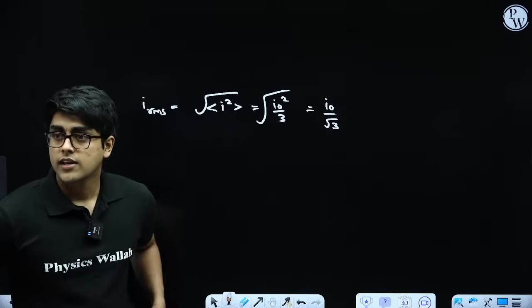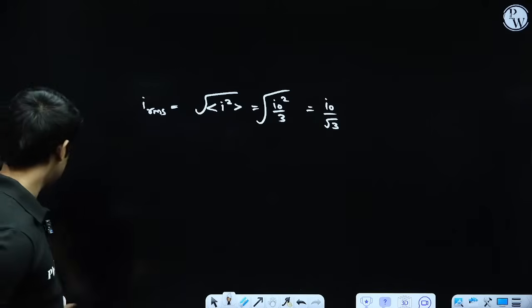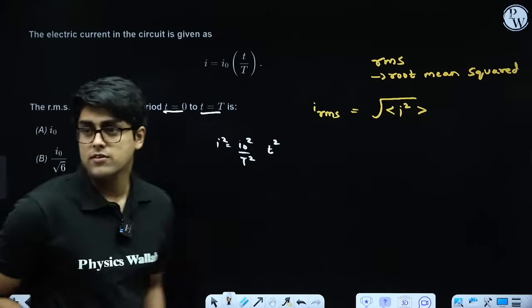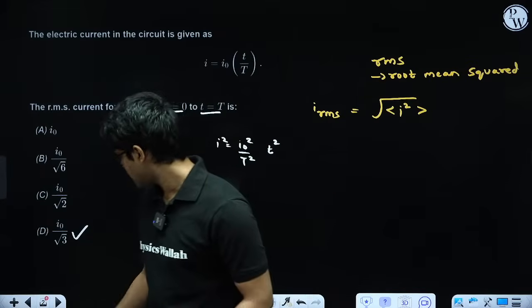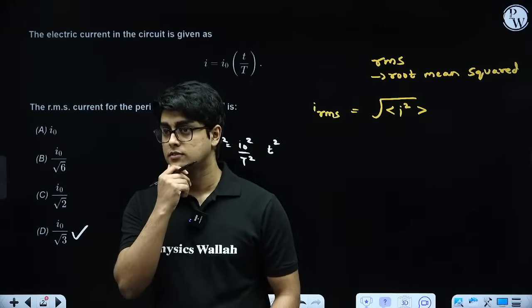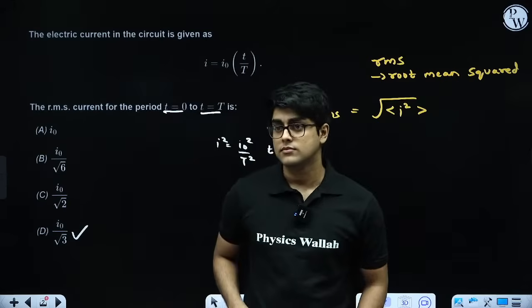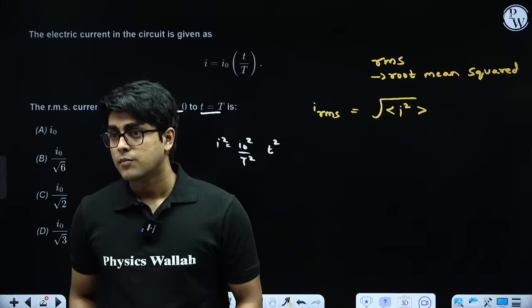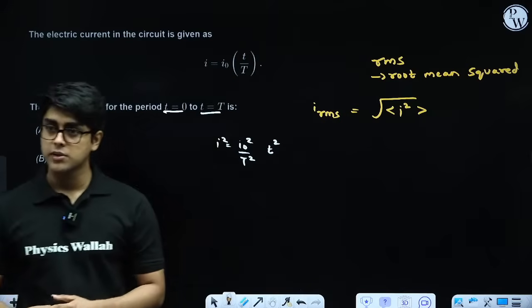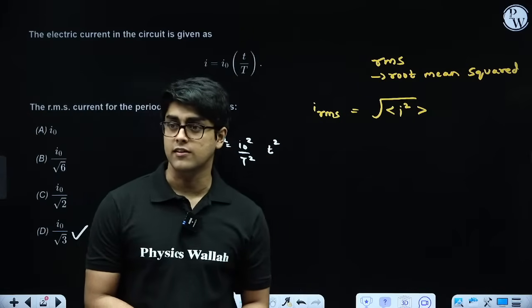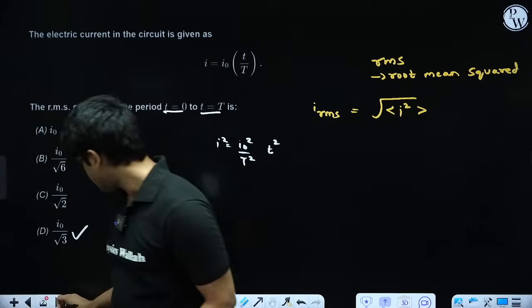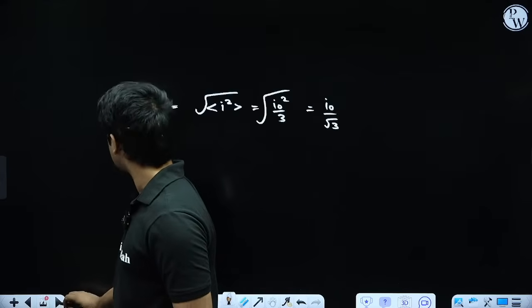Okay, so I guess that is good for this question. So the answer was I naught by root 3. So is this question fine, guys? It's a straightforward question only, right? Okay, so yeah, I will explain the basic theory, Shekhar, before solving it. So yeah, I guess that is it for this first question.